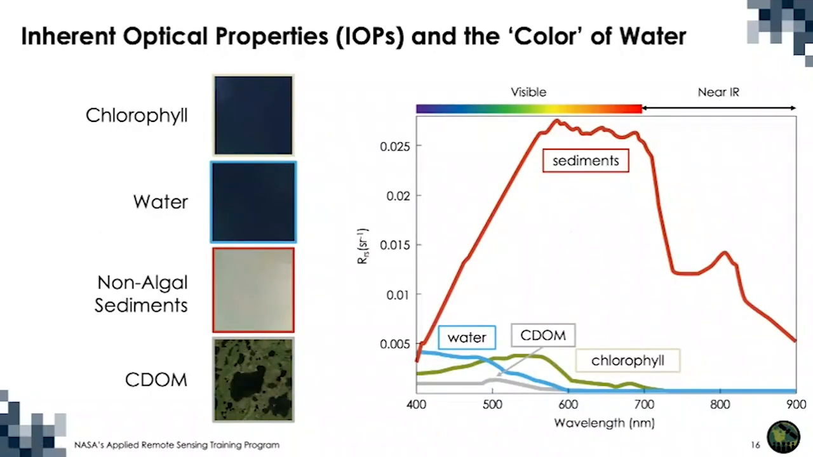As we saw last week, water leaving reflectances at various wavelengths depend on the inherent optical properties of water, resulting from quantities such as algal and non-algal particles and CDOM. So different colors can be seen in here.